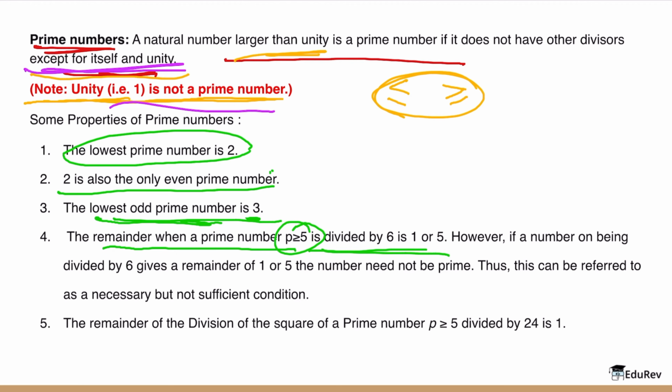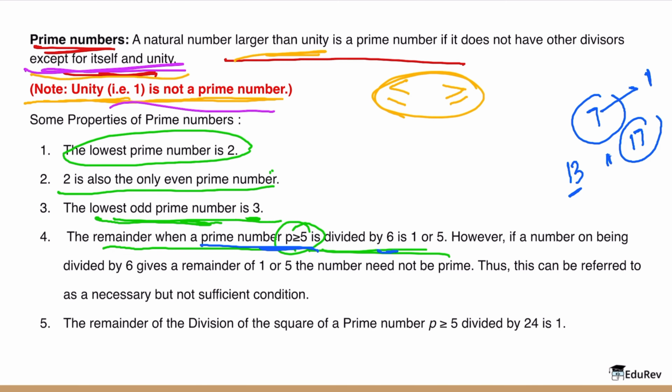This is one of the properties which you need to learn and understand. What they are saying is that whenever a prime number greater than 5 is divided by 6, take a very simple example. 7 is a prime number. If 7 is divided by 6, what is going to be the answer? 1. And 13 is also a prime number. If 13 is divided by 6, then what is going to be the answer? 1 again.